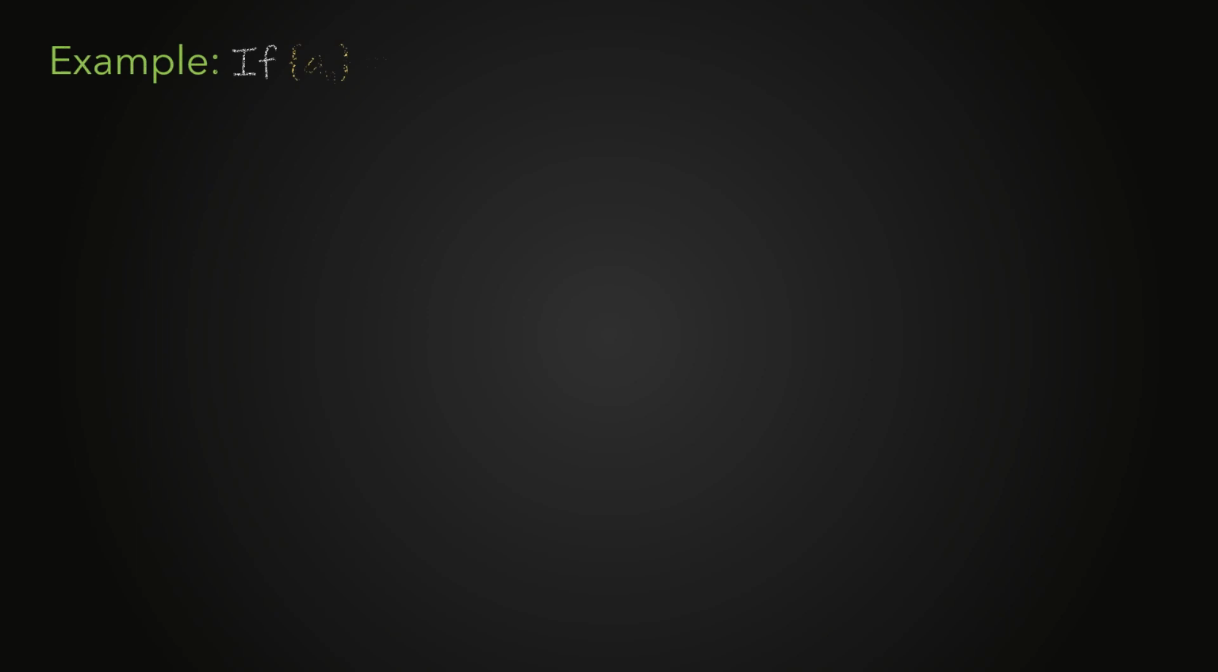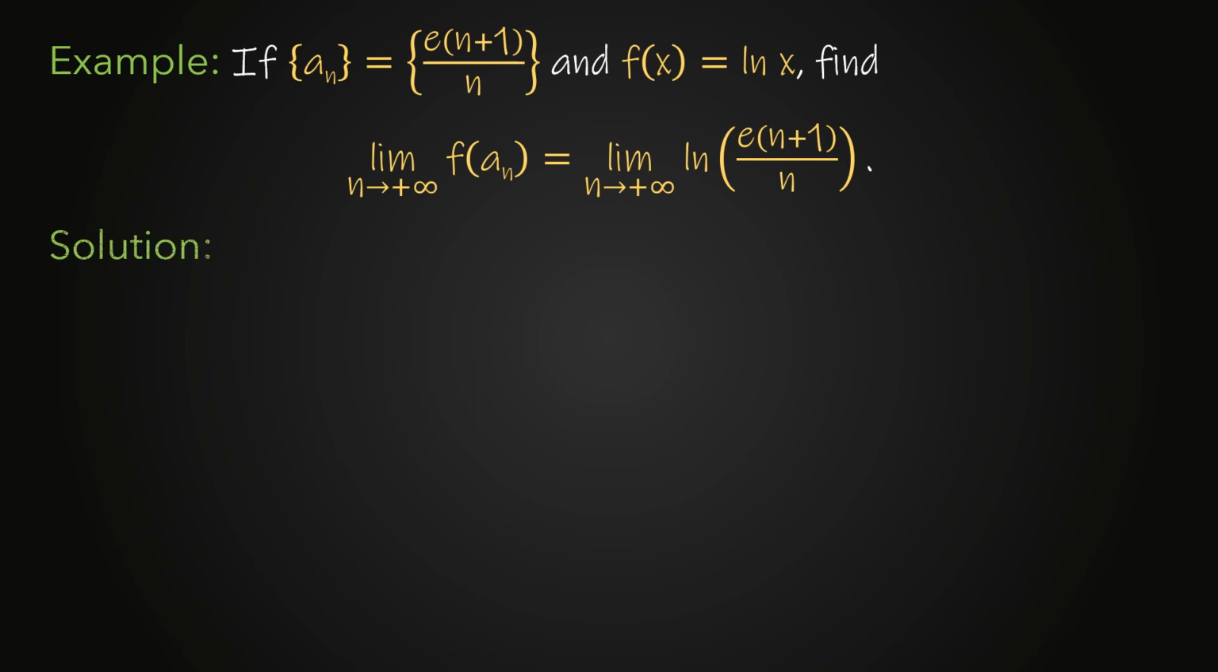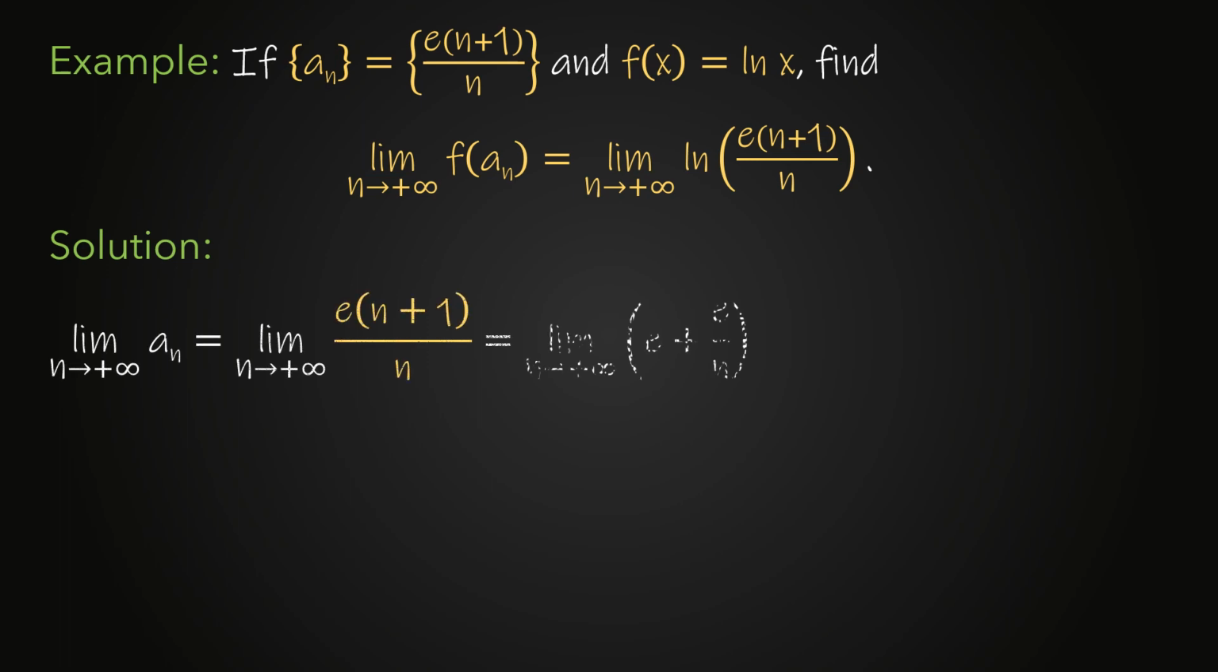Example: if sequence A is given and f of x is the natural logarithm of x, find the limit of the natural logarithm of sequence A, as n approaches positive infinity. Solution. Find the limit of the given sequence by simplifying the general term. Use properties of limits of sequences and a limit at infinity expression of the reciprocal function.